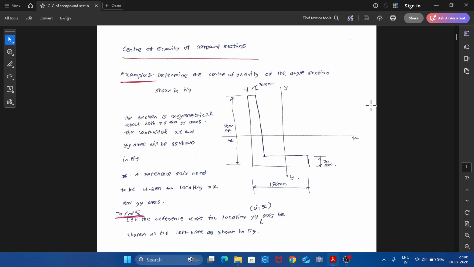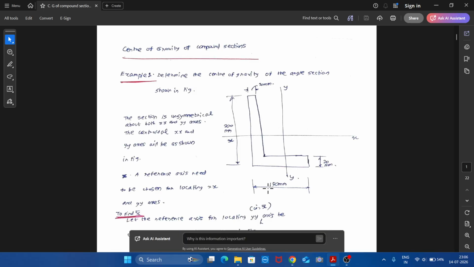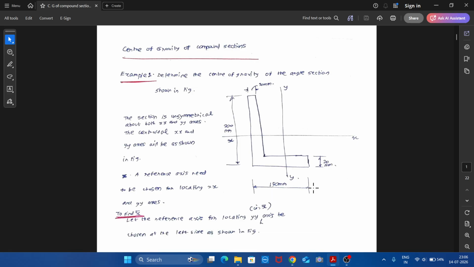So here let us see how to find the center of gravity of an angle section. We can call this an L section or an angle section. So this is the vertical leg and this is the horizontal leg. The vertical leg has a dimension of 200 mm height, and 20 mm is the thickness or width. The horizontal leg has 150 mm length, 20 mm depth or thickness. Okay. So first we should see whether the section is symmetric or unsymmetric with respect to the x-axis and y-axis.